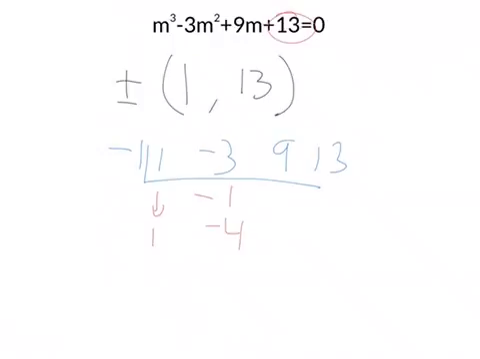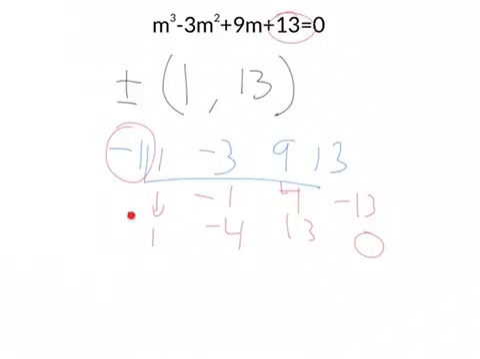Add that is -4. Multiply is 4. Add that is 13. Multiply times -1 is -13. And of course that adds up to be 0. So that's going to tell us that -1 is a solution.